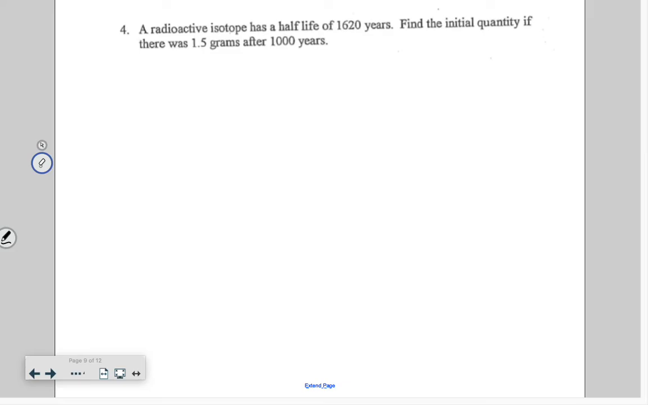Okay, number 4, we've done one like this before. And now hopefully it'll make a little bit more sense because of one of the previous ones we've already done. You've got a radioactive isotope that has a half-life of 1620. And we're trying to find the initial quantity if after 1,000 years you have 1.5 grams left.